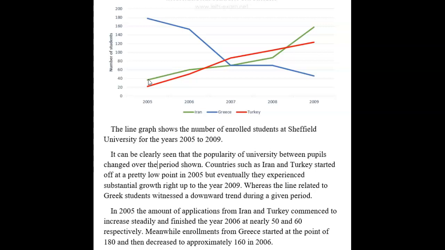And then you could also say that Iran ended the period as the country with the most students at Sheffield. Okay, so those are some of the things I would like to see here. And I think it makes it more meaningful than kind of using all this stuff as an overview. This didn't really feel like an overview.